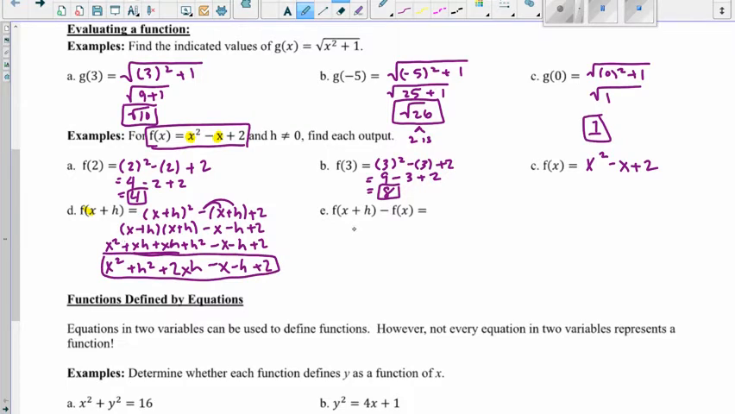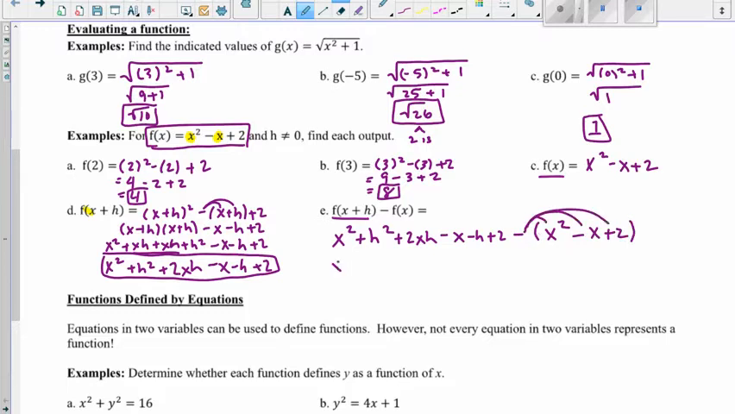So here we're taking f of x plus h minus f of x. So our answer from a previous one, which was x squared plus h squared plus 2xh minus x minus h plus 2, and we're subtracting that from f of x, which is x squared minus x plus 2. So you have to distribute that negative to each of these terms.